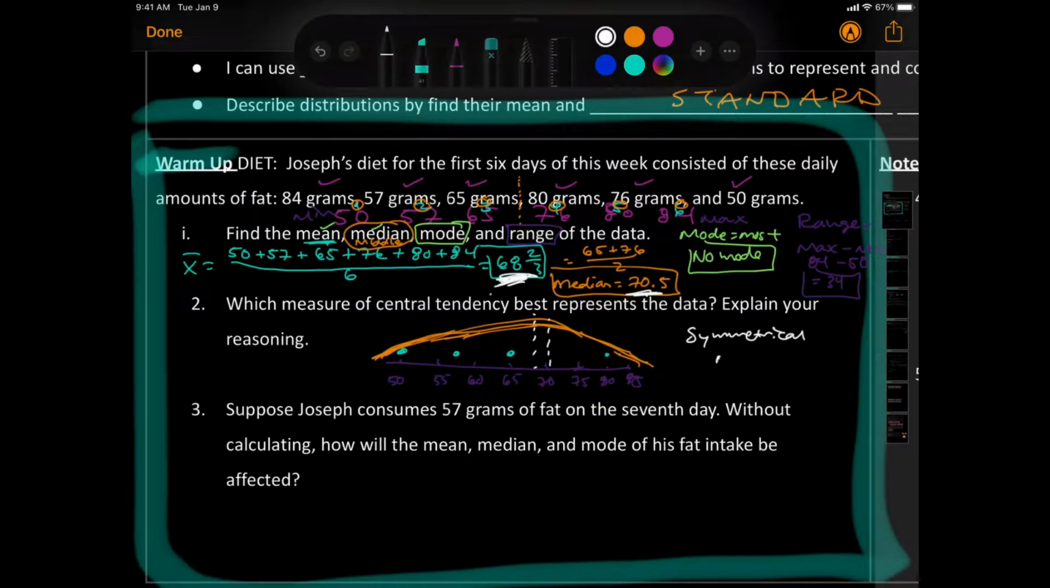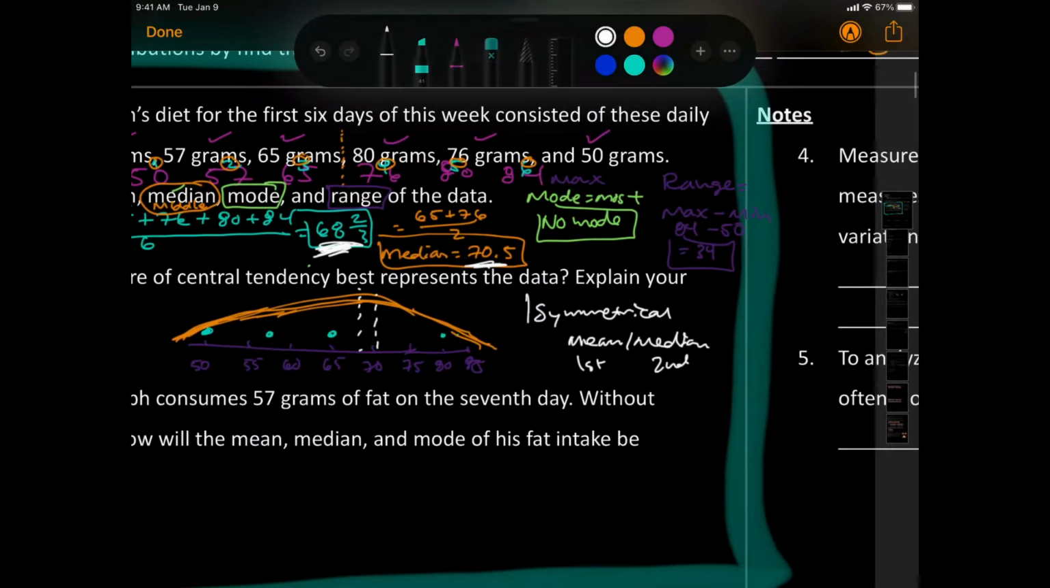You can either use the mean or the median. But the big idea is that it's already symmetrical, and because it's symmetrical, it's close, but the mean's probably the first choice, and then median second. If this was non-symmetrical, use the median. Okay.